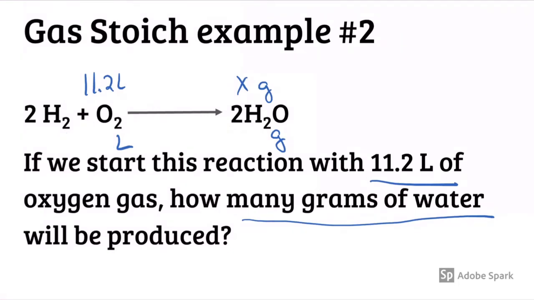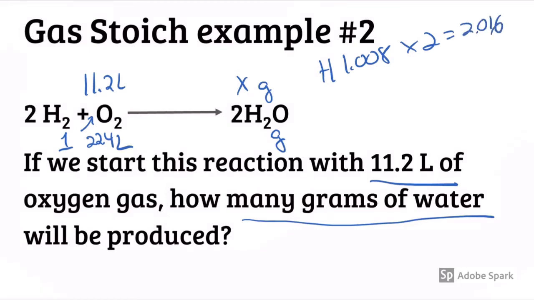Okay, so there's not really a coefficient in front of the oxygen, so that means I have a 1 there. So for liters, 1 times 22.4 is 22.4. Grams, I'm going to go to my periodic table. So my hydrogen, that's 1.008, but I have 2 of them, for a total of 2.016.